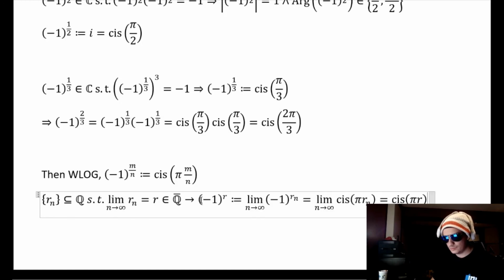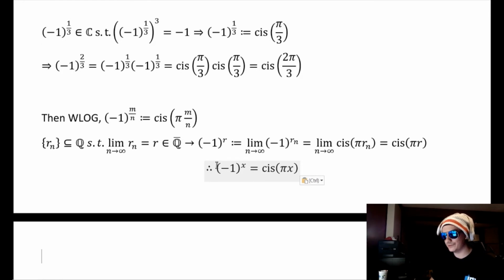then -1 to the irrational number, we define this as the limit of -1 to the sequence of rational numbers, which is just the limit of cis pi times the sequence of rational numbers. And since the cis function is continuous, this is cis pi times our irrational number. Therefore, for all real numbers, we can define -1 to the x as cis pi x.